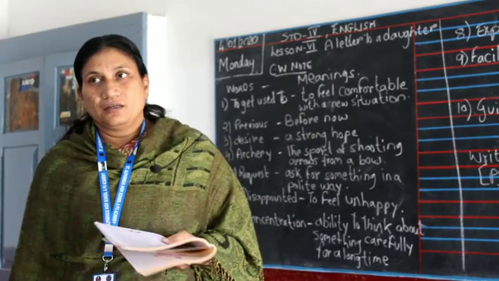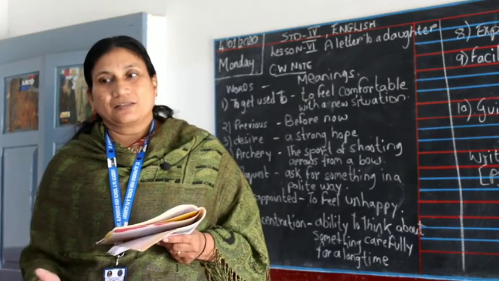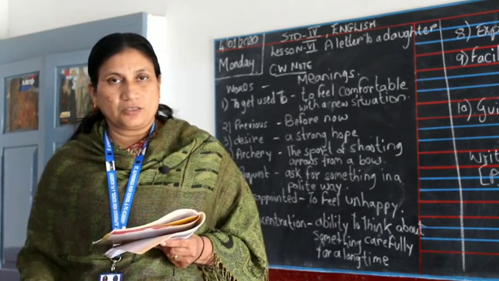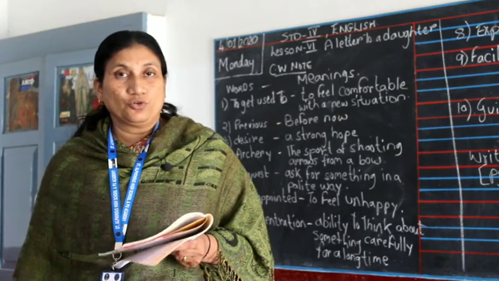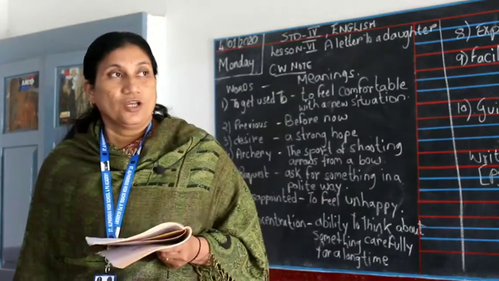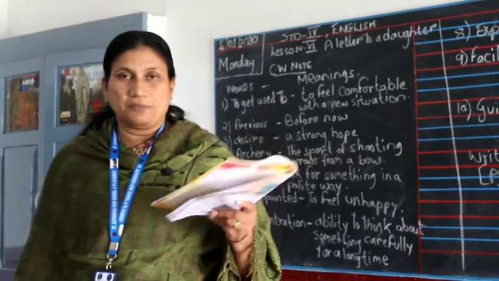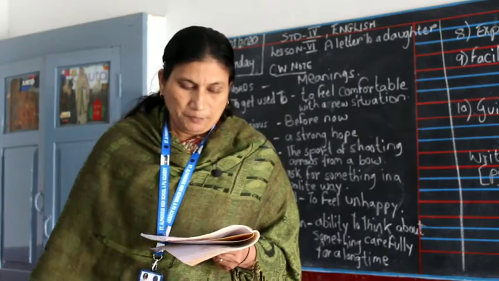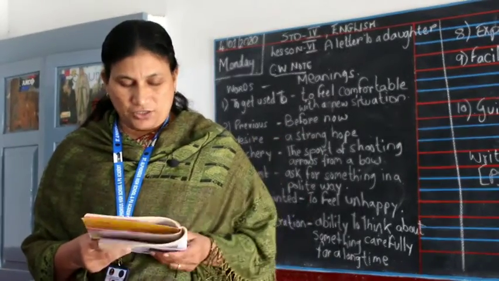So Eklavya went to this teacher and asked him, please teach me the sport of archery. So what did the teacher tell him? No, I'm sorry, I can't teach you because I am being paid to teach the princes of the royal family. I have to teach only them, so I can't teach you.